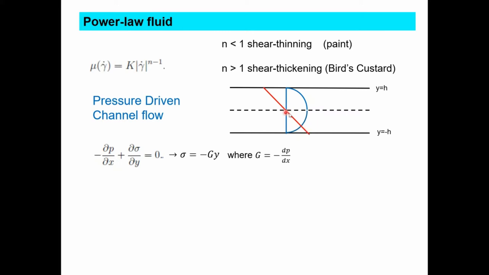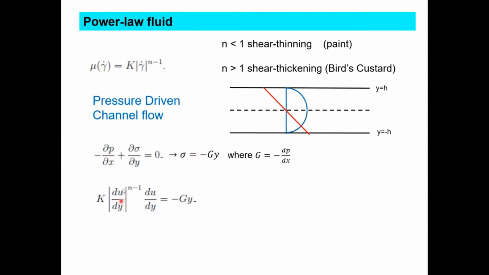So if it's shear thinning, then it's going to have a higher viscosity in this region than compared to this region. And shear thickening is going to have the opposite behavior. Okay, so now in fact we can actually do this calculation for this nice simple model.